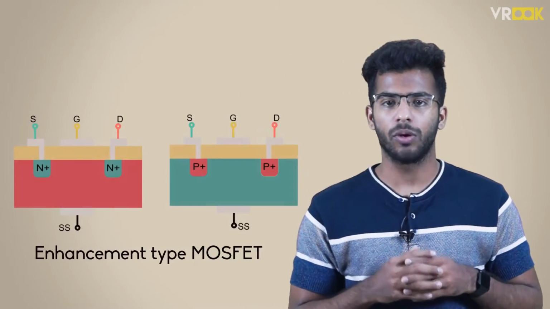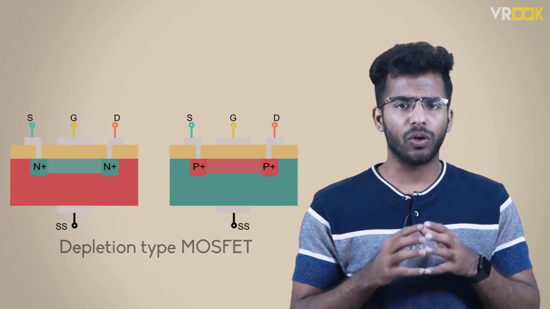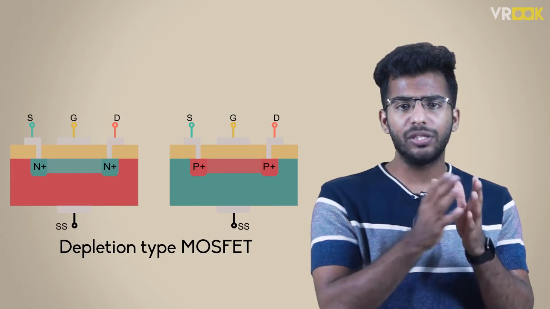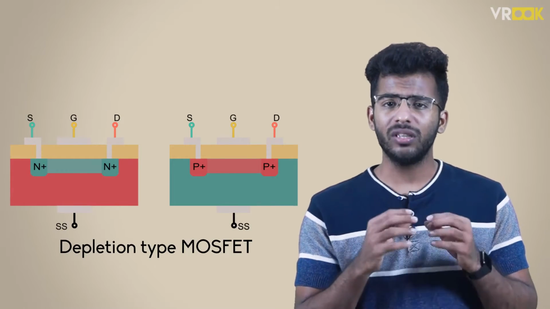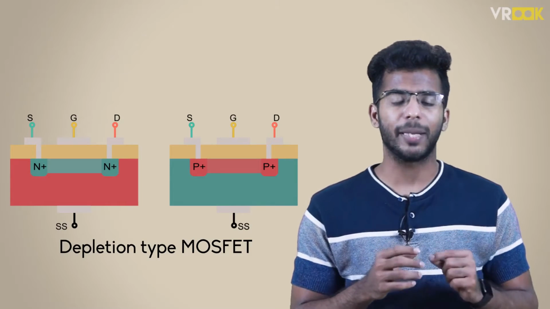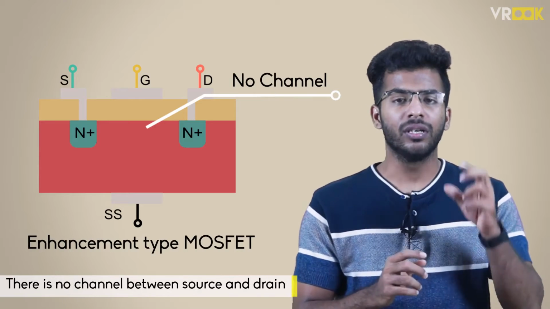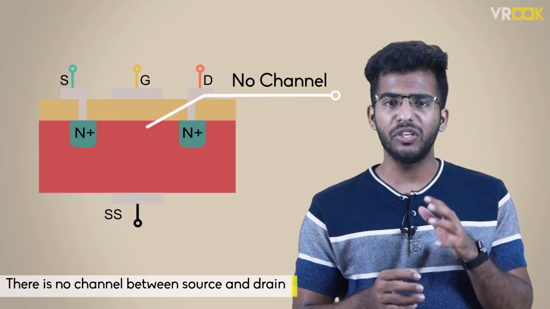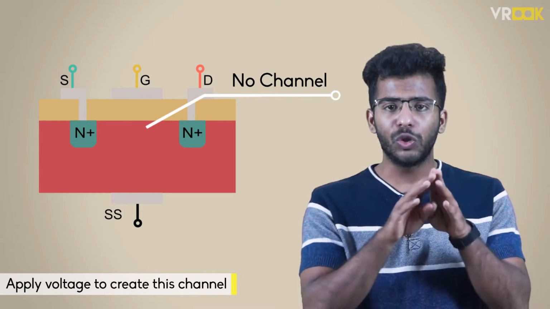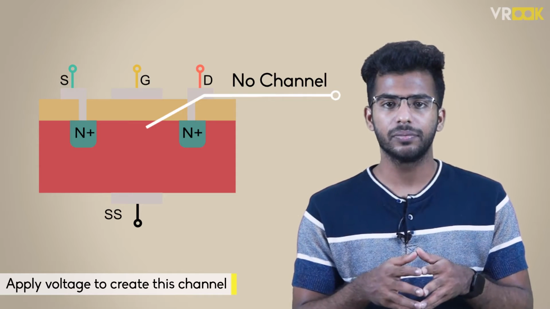In this video, we learn about enhancement type MOSFETs. As we saw in the last video, the depletion type MOSFET works in both the depletion region as well as the enhancement region. But it's not the same case with the enhancement type MOSFETs. For starters, there is no channel between the source and drain for the flow of charge carriers. We need to apply some voltage to create this channel and operate it in different conditions.